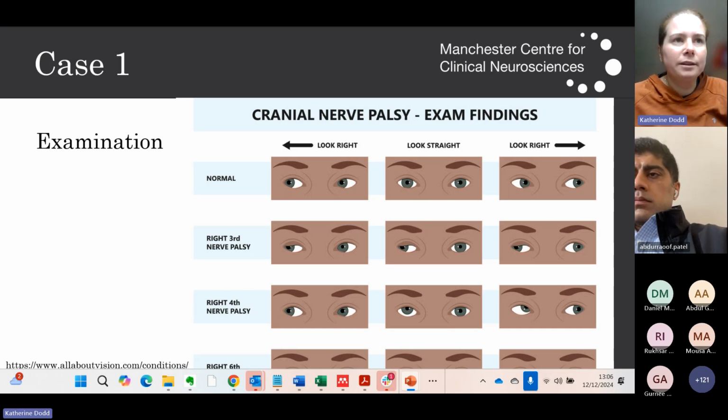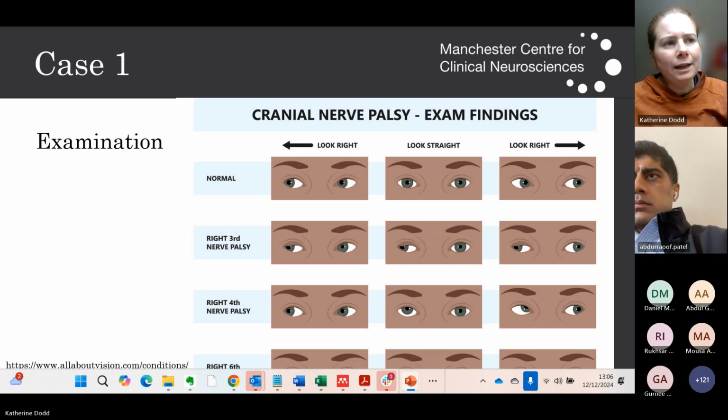And sometimes in myasthenia, you can get a sort of false one of these. It can look a bit like one of these nerve palsies, but things will change. And the key with myasthenia is that the eye movement abnormalities are fatigable. So if you hold that position or you make them repeat it several times, it will get worse.